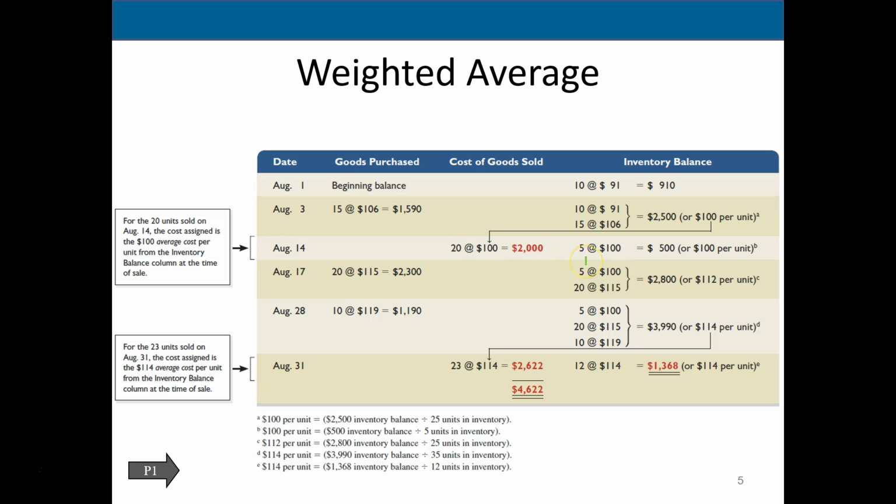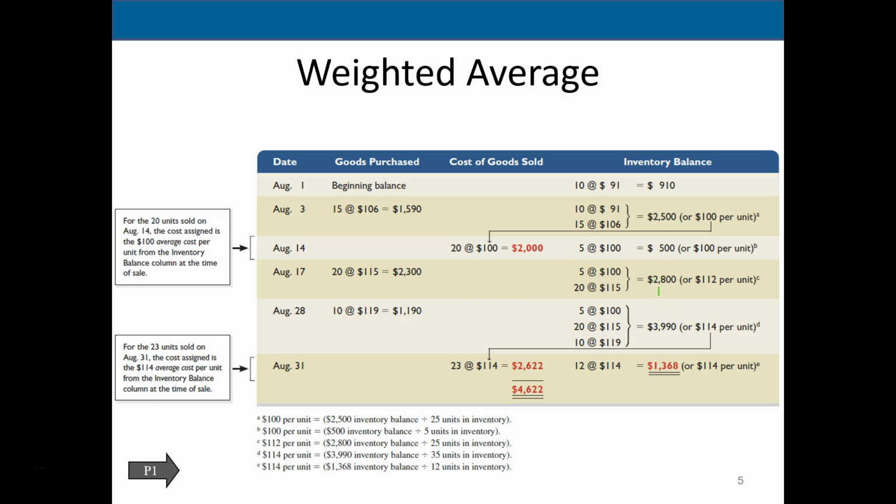How much do we have left then? Well, we had the 25 units minus the 20. We have 5 left, and they cost about $100. And that's going to be our new average. Then if we bought another 20 units at 115, then we have another 2,300. So then we have to do our calculation.